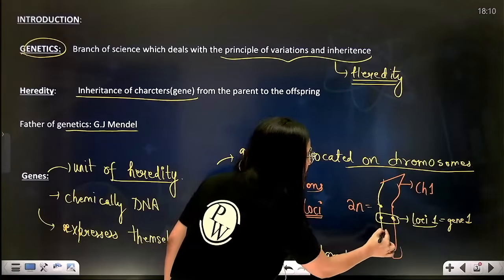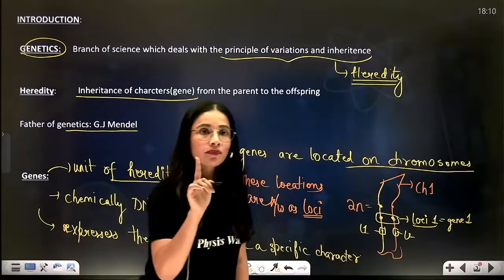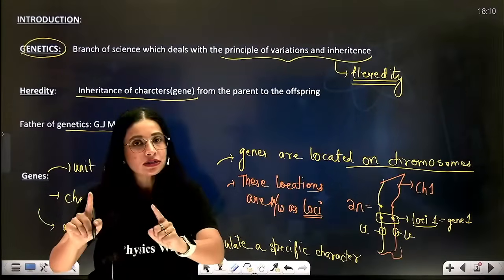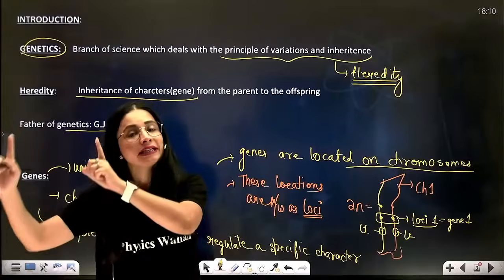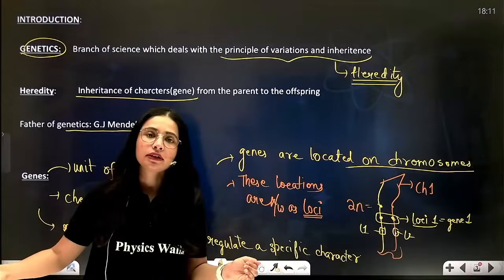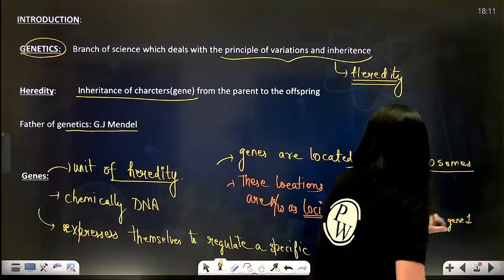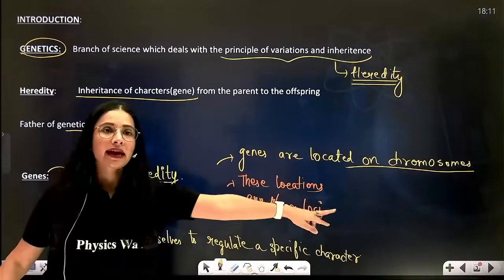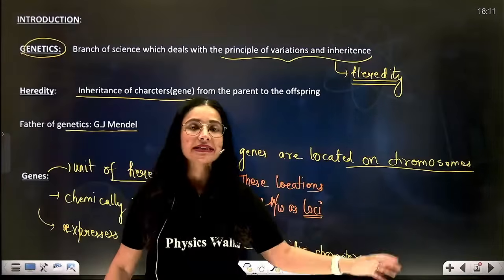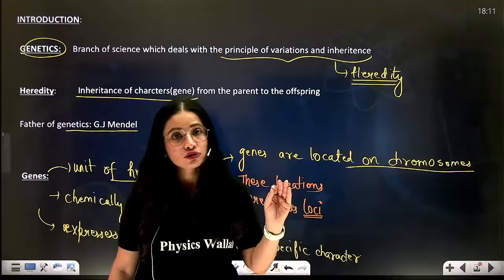You can't say that this is locus 1 and this is locus 2. No. On a homologous pair, there is only one locus, and that one locus represents the position of gene 1. Locus 2, gene 2. Locus 3, gene 3. Correct? Understood, everybody? So what did I say? Genes are located on chromosomes. These locations are called loci. Loci is a plural term. Locus is a singular term. For each gene, there is one locus on a chromosome.